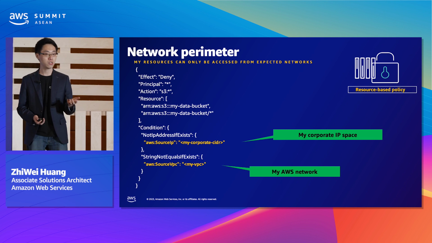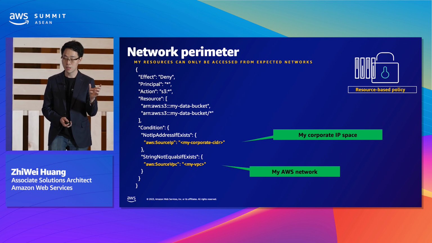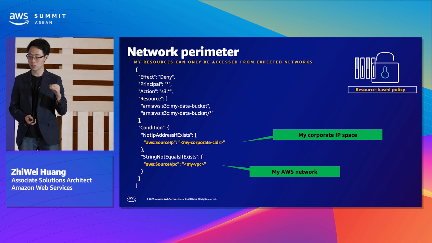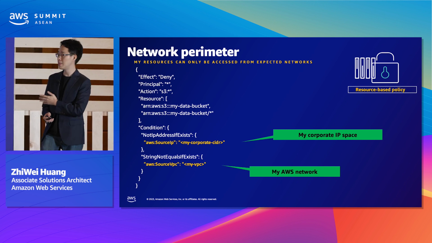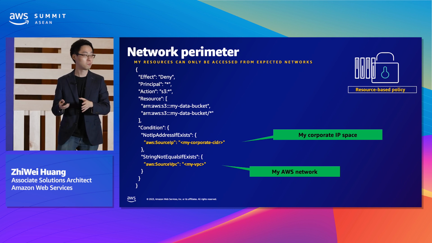If your organizations are using VPC endpoints, you can use the condition key source VPCE to specify the individual endpoints, or you can still use source VPC to specify the VPCs that the endpoints are being deployed into.